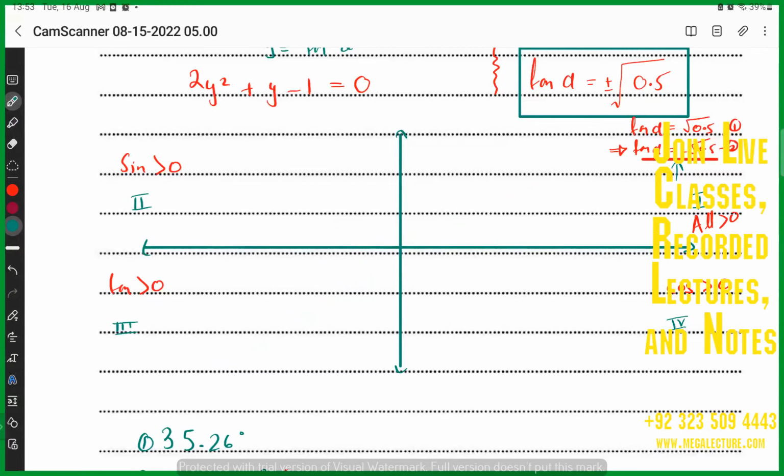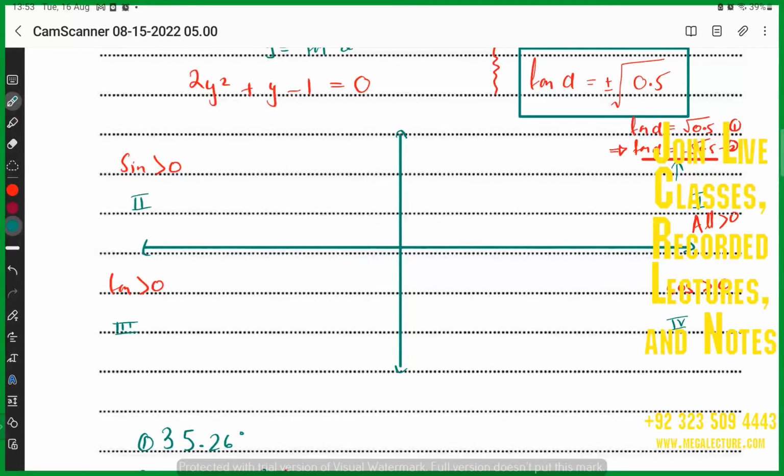Anyone who's done? Yes, miss. Okay, I didn't get your answer. So what did you get as a theta? Theta from the second equation? Miss 145. Very good. Excellent. Well done.